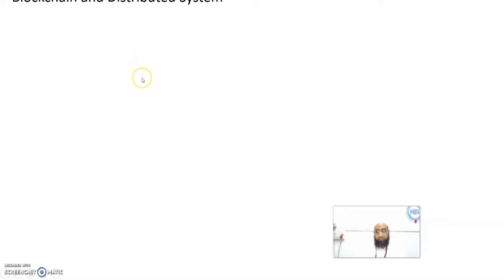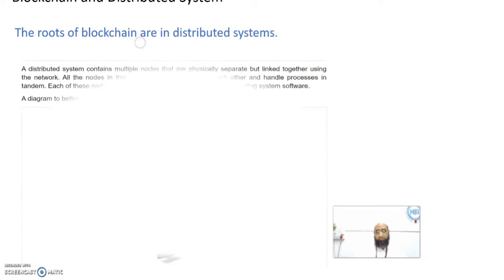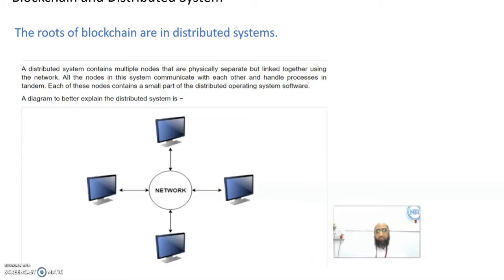Blockchain and distributed system. In the last class, we had come to this point that the roots of blockchain are in distributed systems. Means if you want to know what blockchain is, you should thoroughly know what distributed systems are. So what is a distributed system?